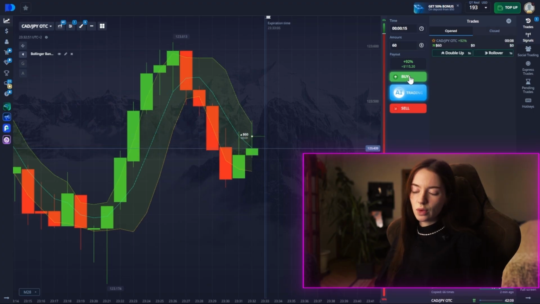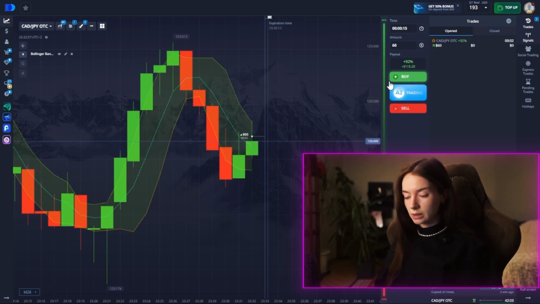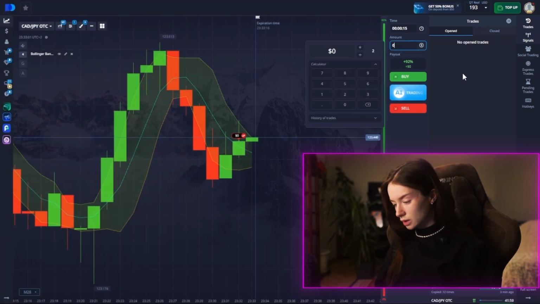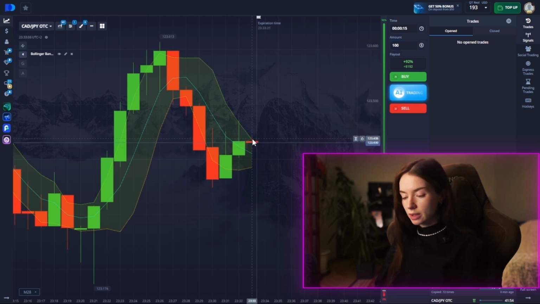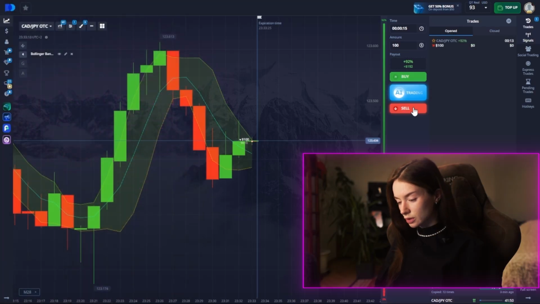Even if we miss one order, we'll cover it later with a larger size. But I think it will break through now. It didn't, no problem. We choose $100. Now it's touching the upper band and a downward move is possible. We watch for a bearish candle.